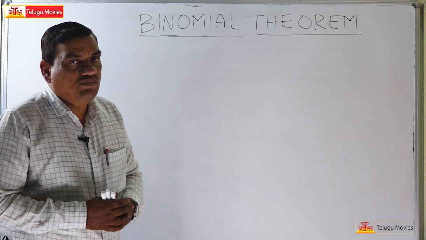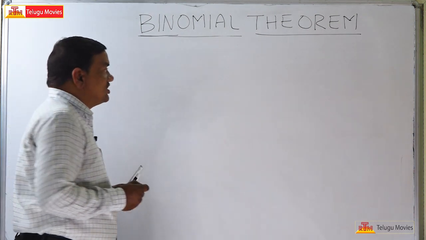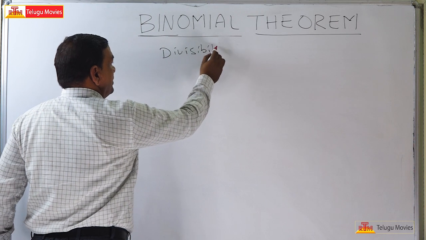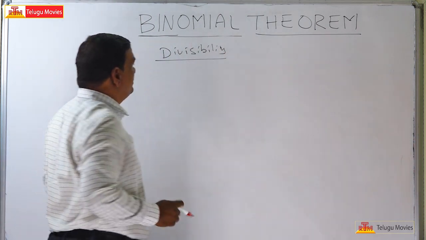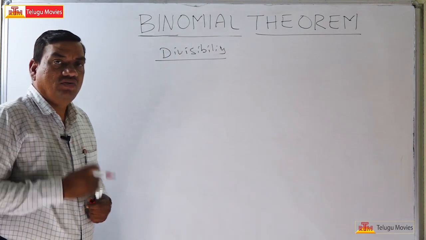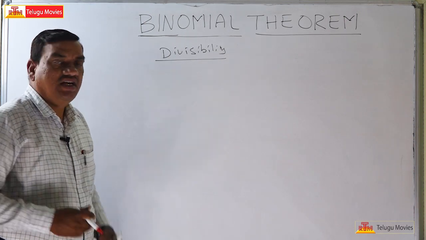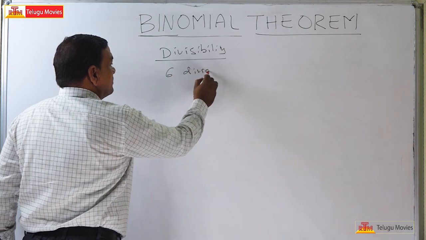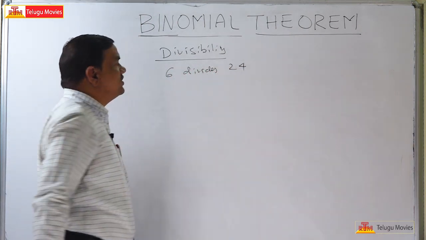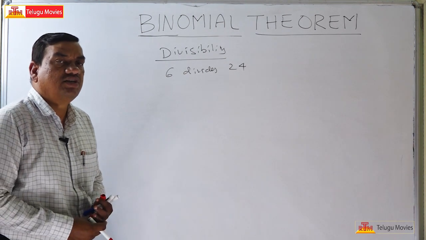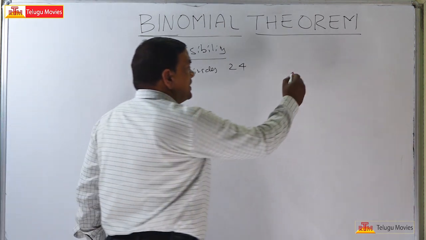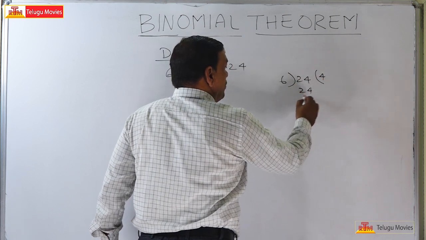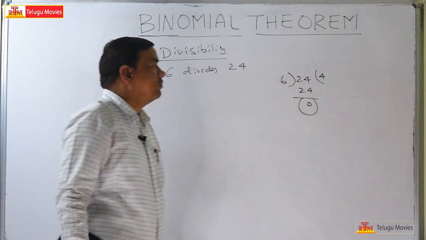So dear students, welcome to a very interesting concept, that is divisibility. What is meant by divisibility? Let us see here. We know that 6 divides 24. How can you say that 6 divides 24? Just in general concepts, we divide by 6. 6 fours are 24. Remainder is 0.